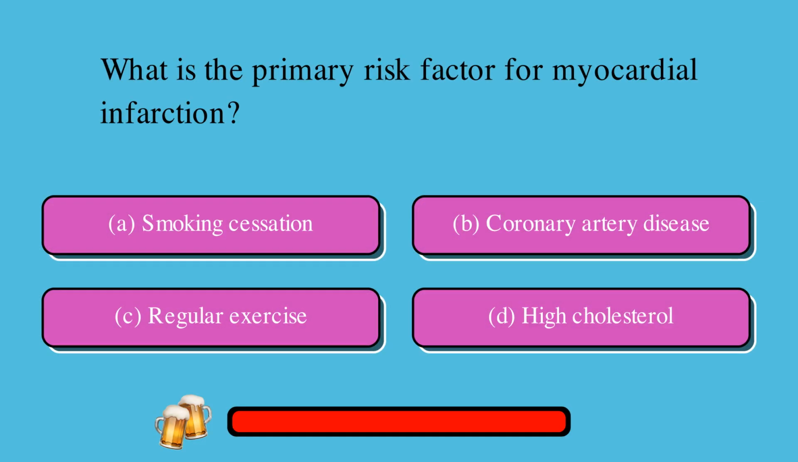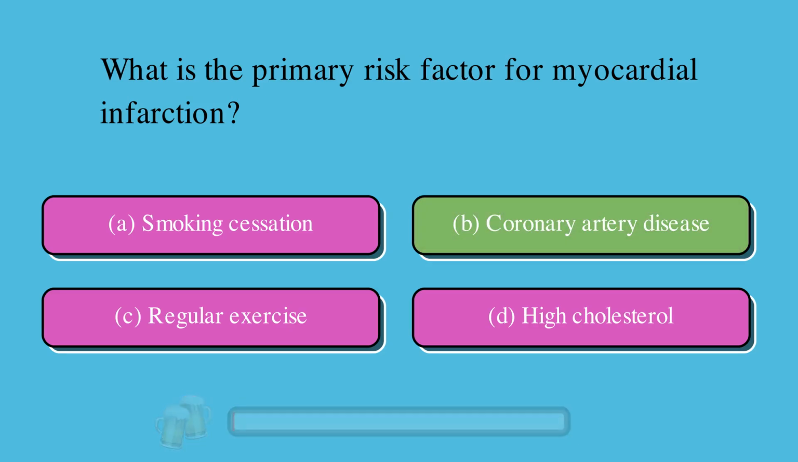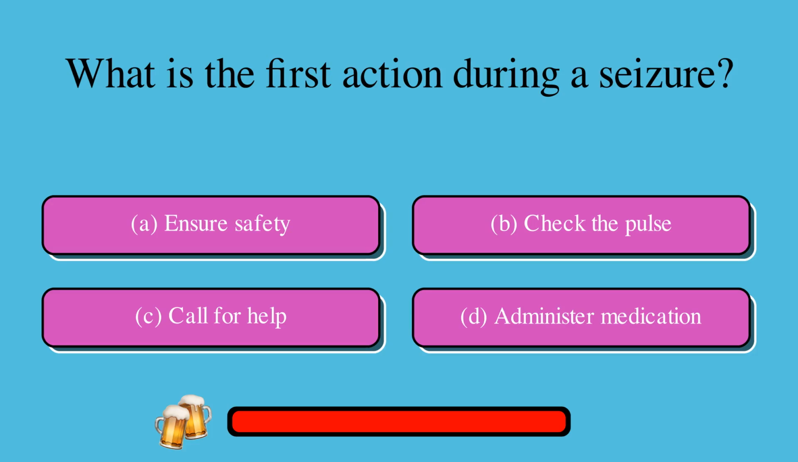What is the primary risk factor for myocardial infarction? A, smoking cessation, or B, coronary artery disease, or C, regular exercise, or D, high cholesterol? The correct answer is B, coronary artery disease. What is the first action during a seizure? A, ensure safety, or B, check the pulse, or C, call for help, or D, administer medication? The correct answer is A, ensure safety.